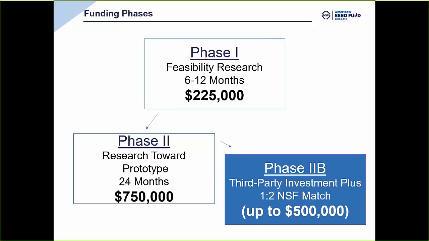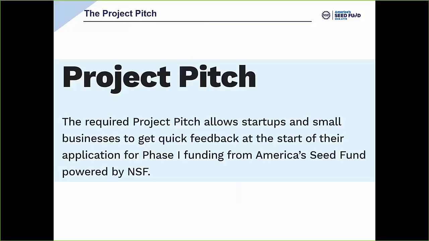And then, as I said, there are supplements which include the phase 2B, which can be, upon invitation, a match of up to $500K. So if you bring in third-party investment funds or sales, up to $1 million could be eligible for a 50% match, which would be up to an additional $500,000.